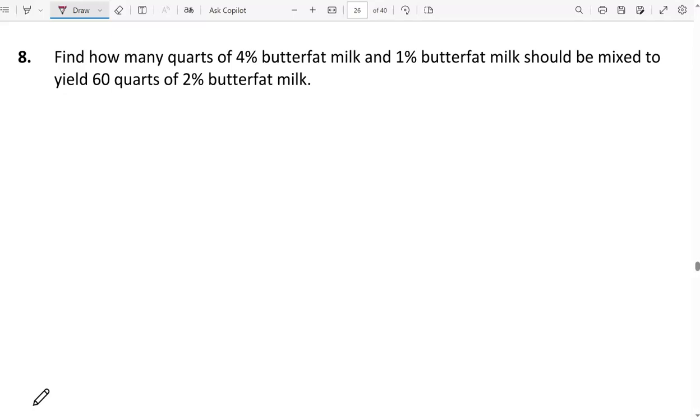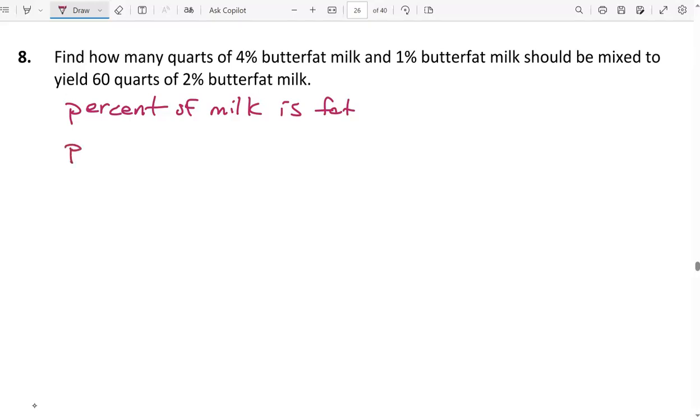Number 8 is a mixture problem. For mixture problems, I like to start with a word key. And the word key here is we're talking about 4% butterfat milk and 1% butterfat milk and mixing them together. And so a percent of the milk is fat. We can call it butterfat or just plain fat. Right, so the fat content of the milk.